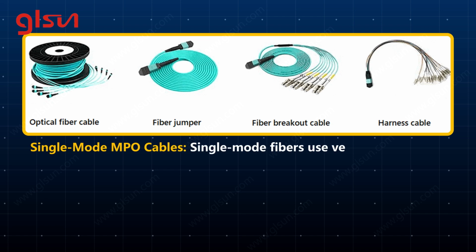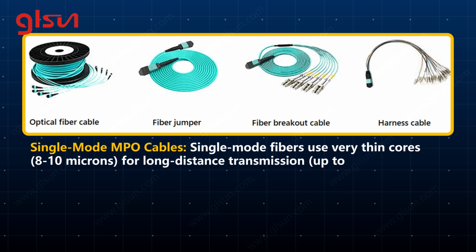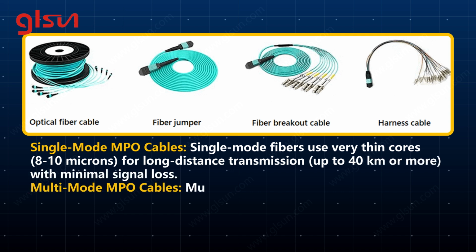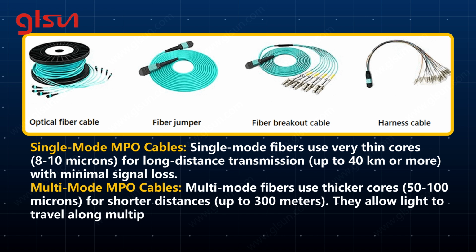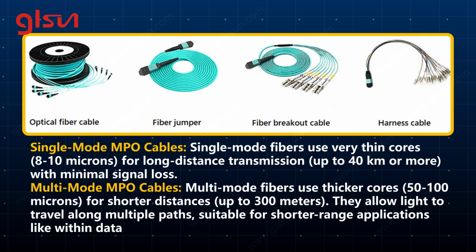Single-mode MPO cables. Single-mode fibers use very thin cores, 8 to 10 microns, for long-distance transmission up to 40 kilometers or more with minimal signal loss. Multi-mode MPO cables. Multi-mode fibers use thicker cores, 50 to 100 microns, for shorter distances up to 300 meters. They allow light to travel along multiple paths, suitable for shorter range applications like within data centers.